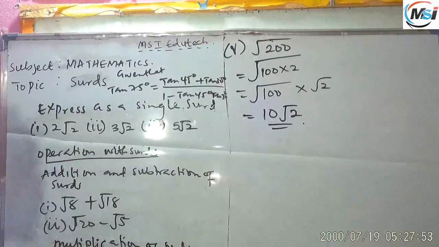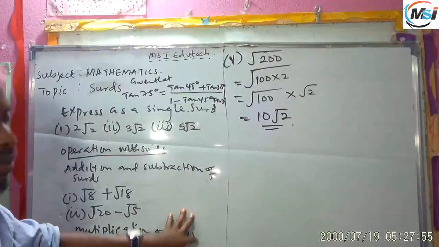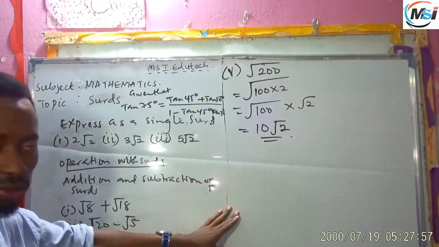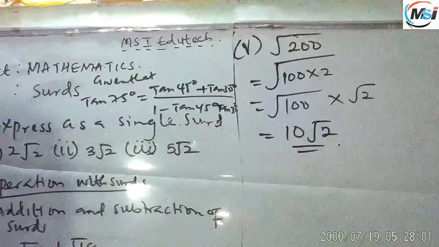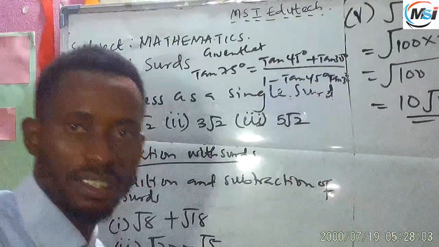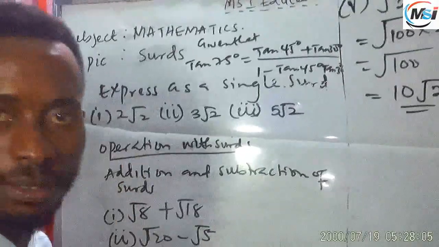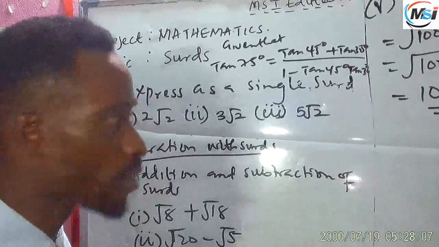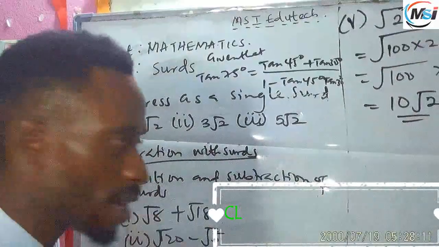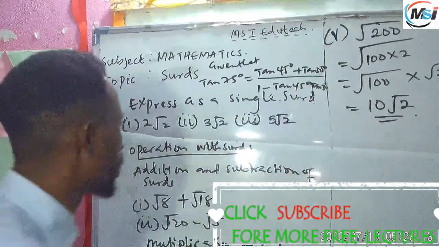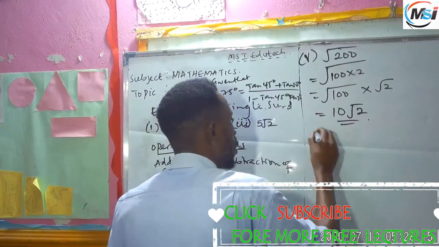So you have simplified this. So we are going to other operations. It's different. This is just simple, just kind of an introduction. But for operations with surd, we have addition, subtraction, multiplication, and division. Is that taken? I'm going to make you pass through these one after the other.